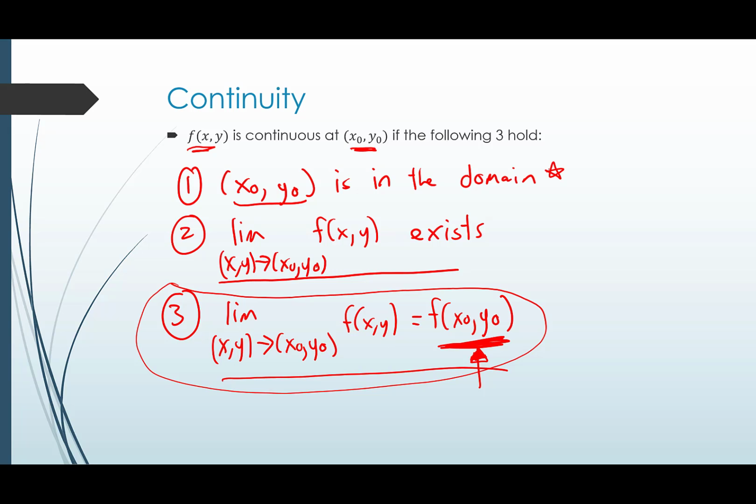Now, for a lot of the functions we deal with in Calc 3, continuity sort of comes down to a couple of things.